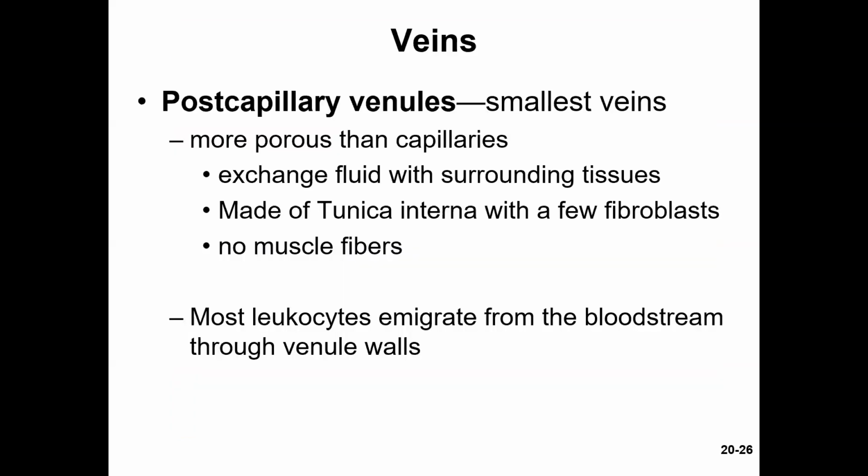So the post-capillary venules, these are the smallest veins, and they're more porous than capillaries. They exchange fluid with surrounding tissue. They are made of that tunica interna with a few fibroblasts and no muscle fibers. Most leukocytes emigrate from the bloodstream through venule walls.